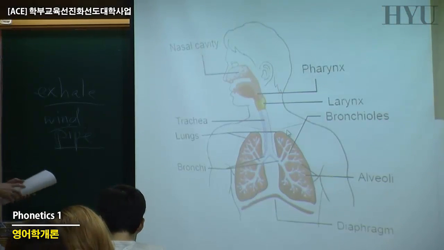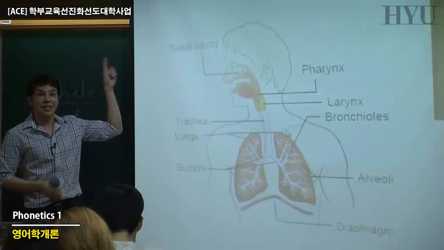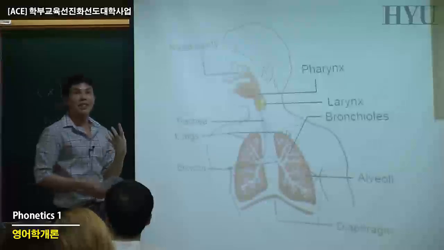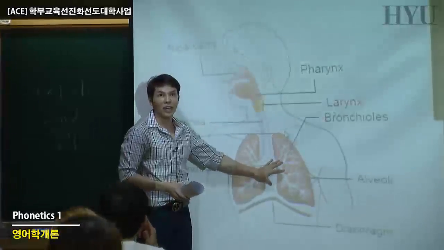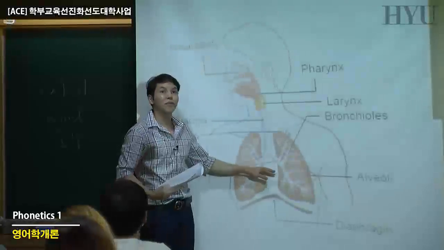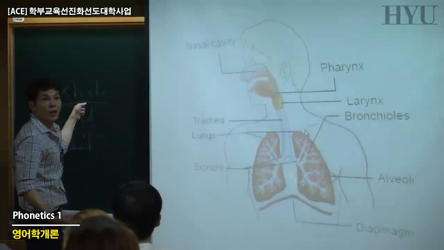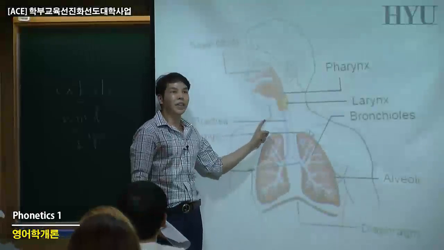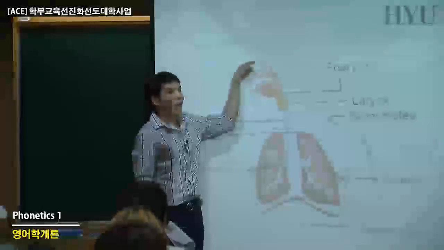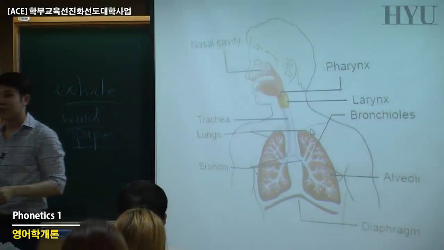Okay? So that's the first step, right? The air stream step. You need the air to produce the sounds, okay? So you breathe in so that your air fills up the lungs here. And then when you want to speak, you have to breathe out or you have to exhale, right? And the air will come from the lungs here through the trachea and out of the mouth or out of the nose, right? So that's the first step, okay?